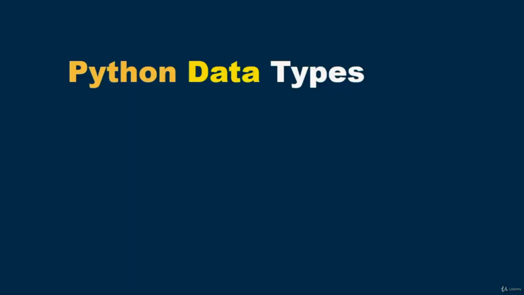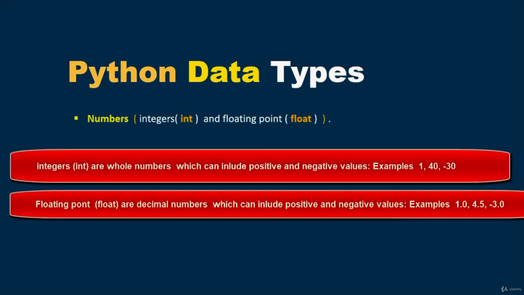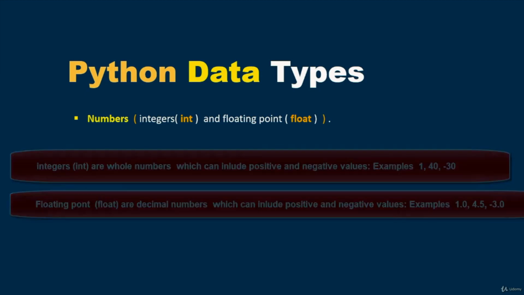Hello and welcome to this video. There are three basic data types in Python. We have the numbers data type. This basically includes integers, which are known as int, and floating point numbers, which are known as float. An integer basically is a whole number, and a floating point number is basically a number that includes decimals.